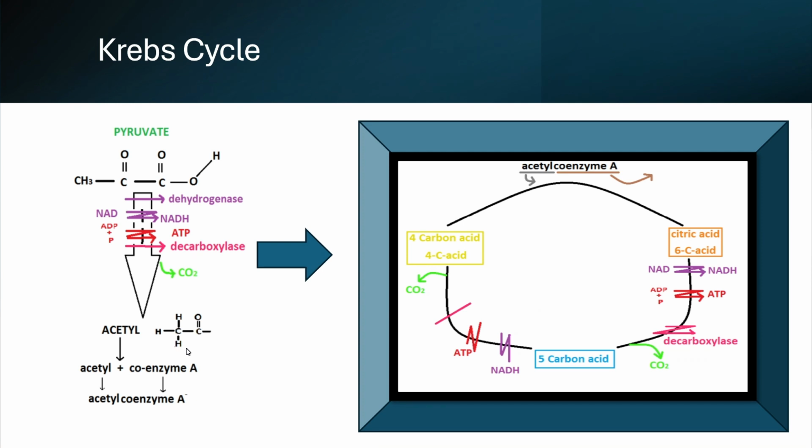So now we've adjusted the acetyl. Now this acetyl can finally go into the Krebs cycle. Remember, we still haven't started with the Krebs cycle. This is like an intermediate phase. So this is after glycolysis but before the Krebs cycle. So it's an in-between phase.